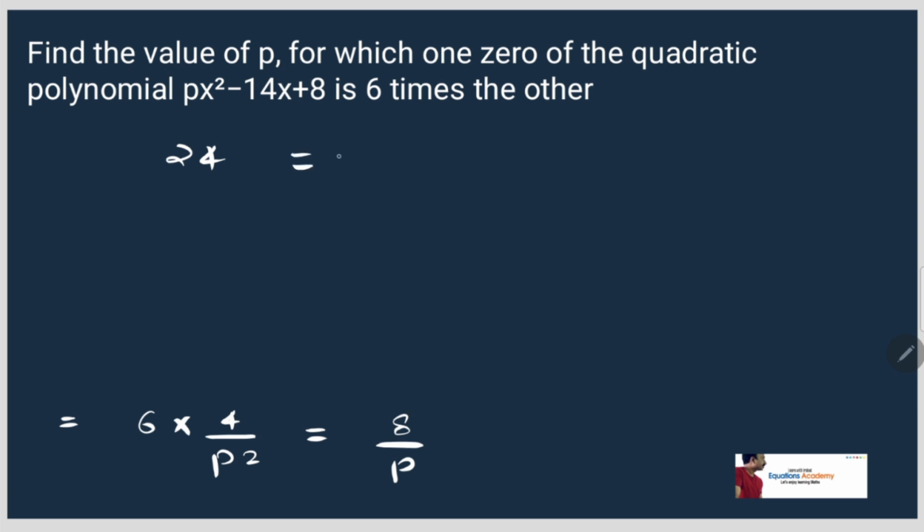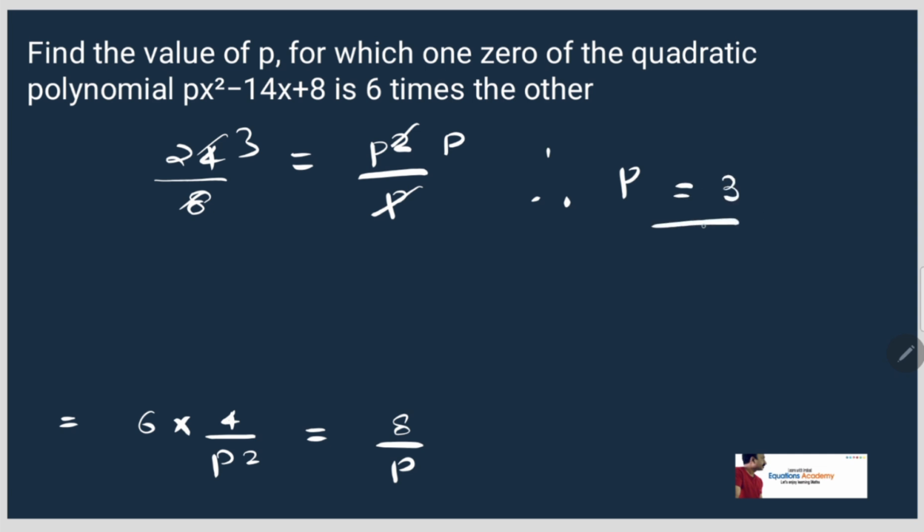24 is equal to, the right side numerator 8, when it comes to the left side it will go to the denominator. So 24 divided by 8 is equal to, the left side denominator p square, when it goes to the right side it will go to the numerator. So p square divided by p, p square by p, we can cut one p, we'll get p. So 24 by 8, we can cut, is 3. So we get 3 is equal to p. That means p is equal to 3. The value of p is 3.